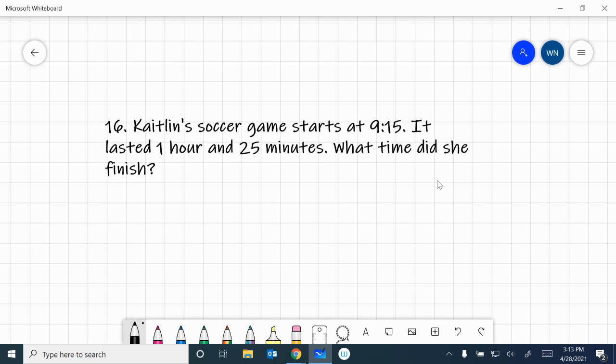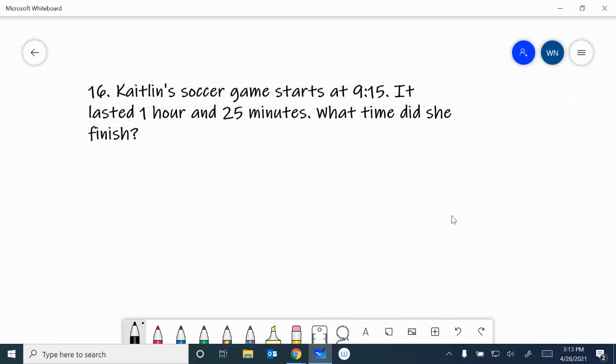Number 16. Go work it out. Caitlin's soccer game starts at 9:15. It lasted 1 hour and 25 minutes. What time did she finish? So I've got 9:15. Let's try that again. If I've got 9:15 and I add 1 hour, that's going to get me 10:15.